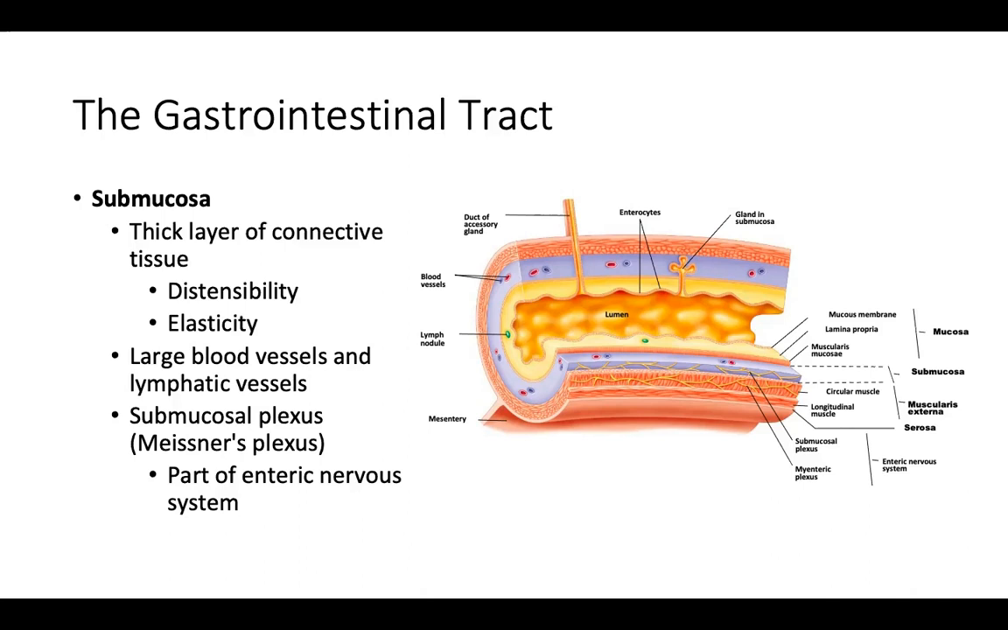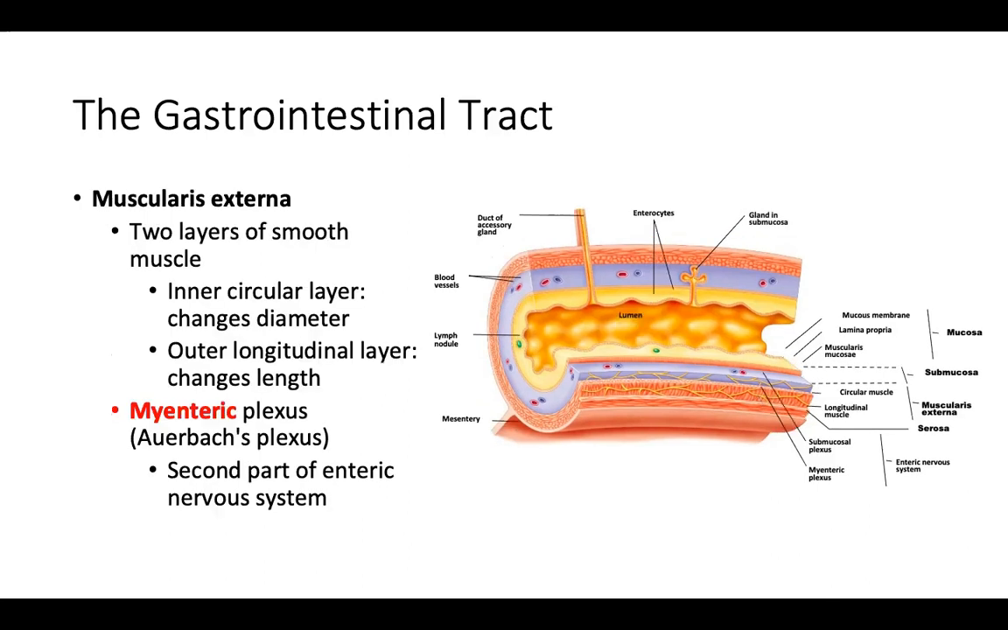Okay, it also has larger blood vessels, larger lymphatic vessels. We'll talk about what those are and how they're important coming up. And then it's also got the enteric branches, the enteric nervous system branches, which are the submucosal plexus, otherwise known as the Meissner's plexus.